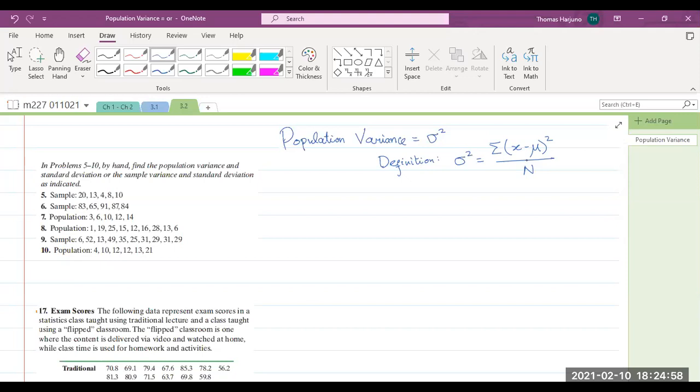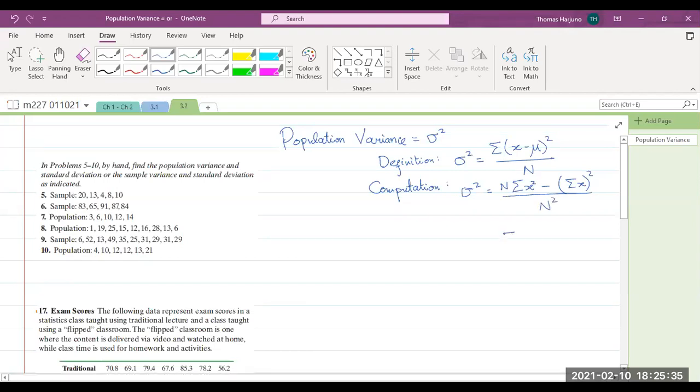Now, even though that's the definition formula, we will never use that formula to compute variance in our class. Which formula will we use? We'll use the computation formula. The computation formula that I give you looks different from the one in our textbook. Maybe the formula in our textbook is different from the one in every other textbook. I don't know why they write it in such a strange way.